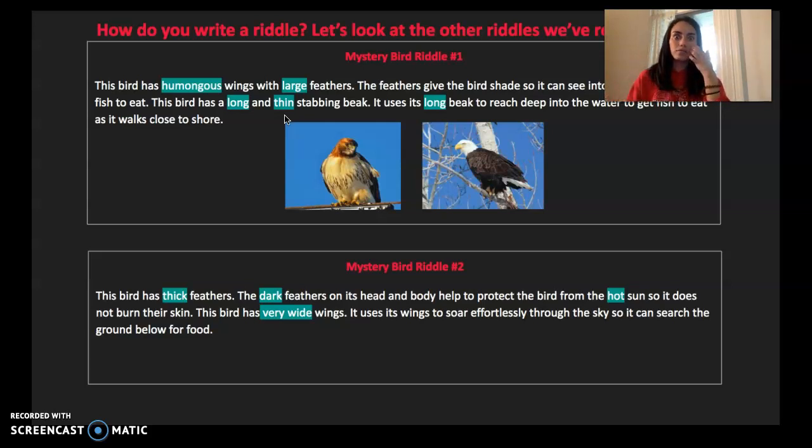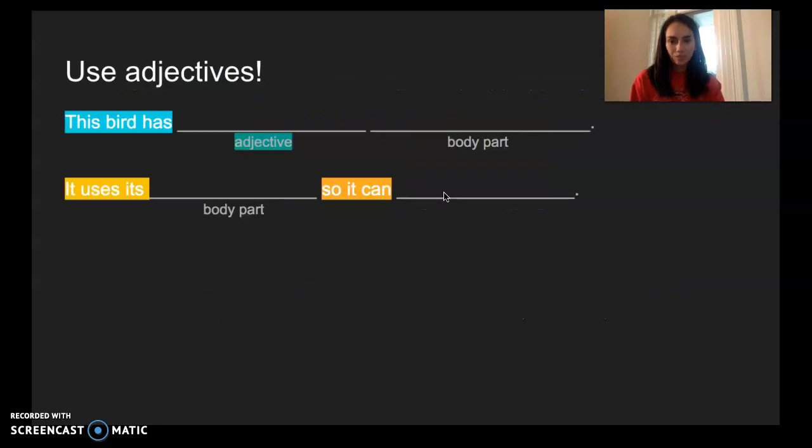So if we want to make a good riddle, we want to make sure we help our reader know what it looks like so they can use the pictures to help them. Remember, we use these pictures to help us figure it out in our writing, or when we were reading it. So I just added that part in here.